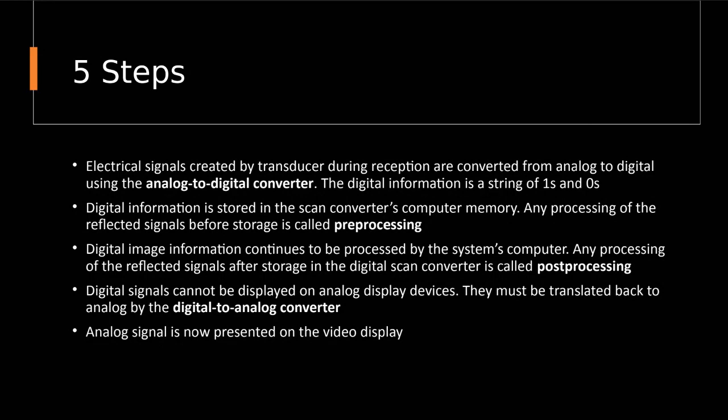Digital signals cannot be displayed on those analog display screens, right? Because they're just a series of ones and zeros. So they have to be converted back to analog information by the digital to analog converter. So we went from analog to digital converter, and now we're going back with a digital to analog converter. This is all in the manufacturing of our systems. That analog signal is now going to be able to be displayed on our computer screen.